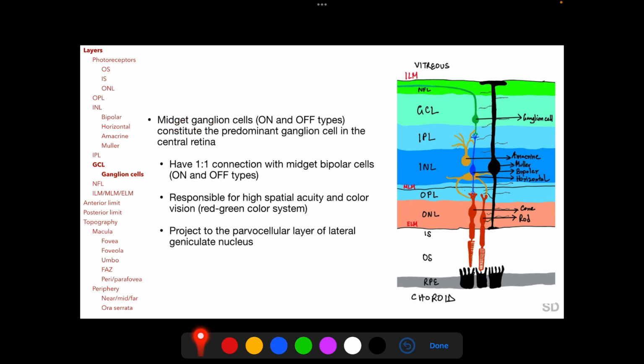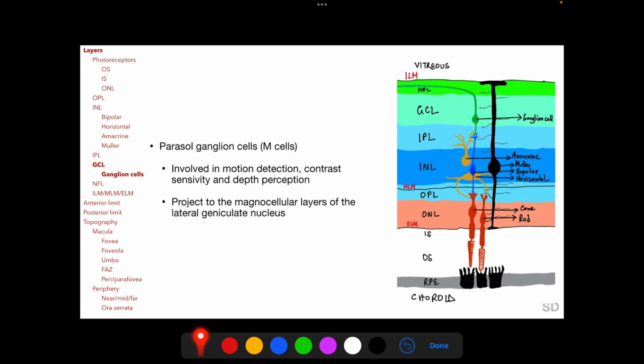The midget ganglion cells, both on and off types, constitute the predominant ganglion cell in the central retina, and as we have mentioned, they connect with on and off types of midget cone bipolar cells in a 1:1 ratio, and so are responsible for high spatial acuity and color vision. And the midget ganglion cells project to the parvocellular layer of the lateral geniculate nucleus. The parasol ganglion cells, also called M cells, are involved in motion detection, contrast sensitivity, and depth perception, and they project to the magnocellular layers of the lateral geniculate nucleus.